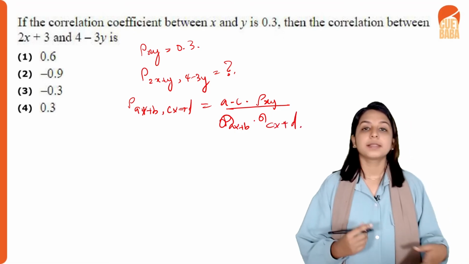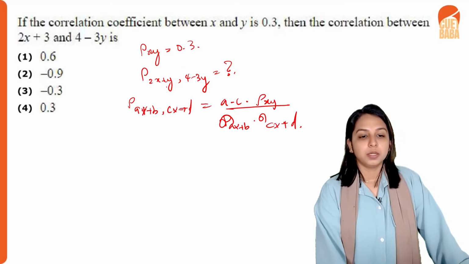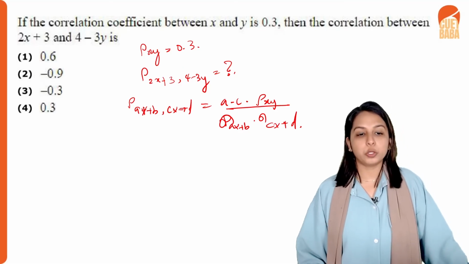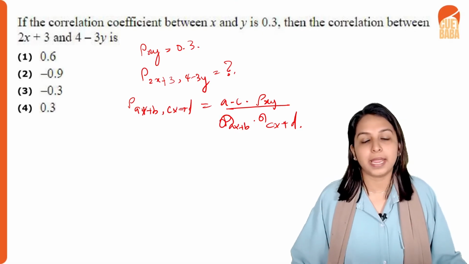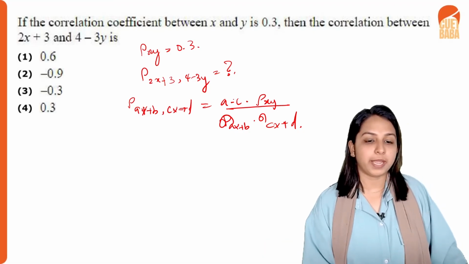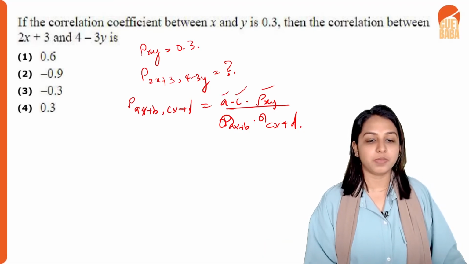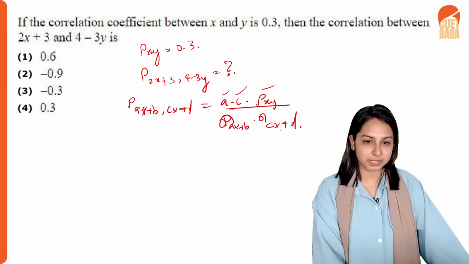We are going to substitute in this equation, that is, we have a equal to 2, b equal to 3, c equal to minus 3 and d equal to 4. So we can substitute these values. Before that, we have the a value, c value, rho xy value, but we don't have sigma of ax plus b and sigma of cx plus d.